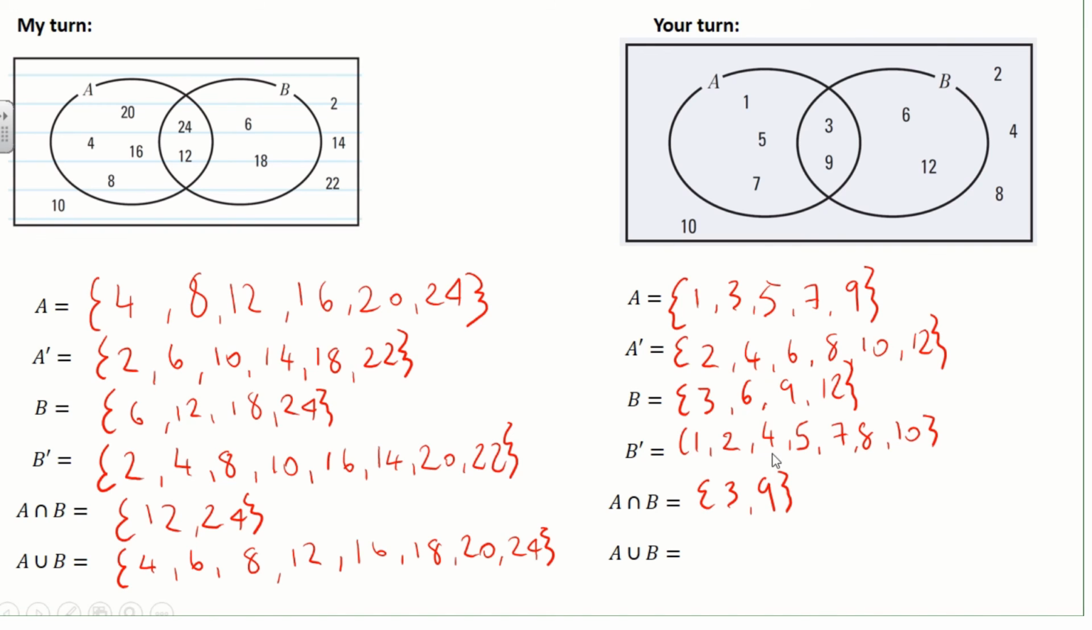A union B is A or B, so anything in this circle or in this circle. So we'll just go down here and write this bit in. We've got 1, 3, 5, 6, 7, 9, and 12. Okay, hopefully you've got those answers right.